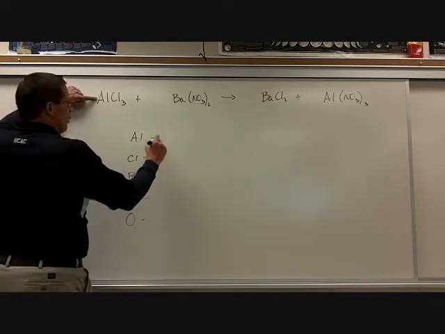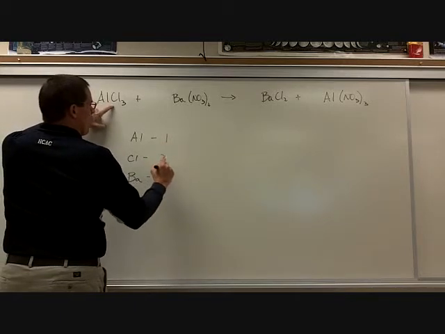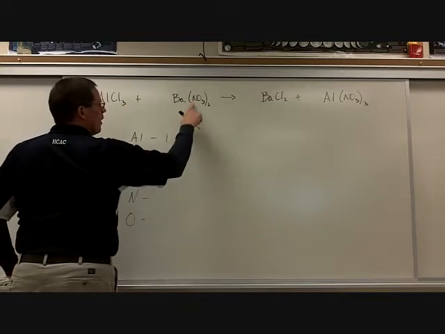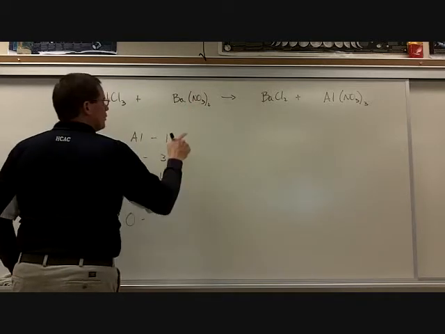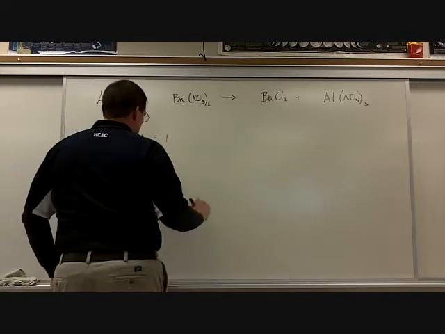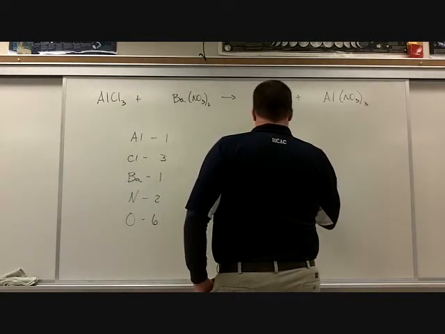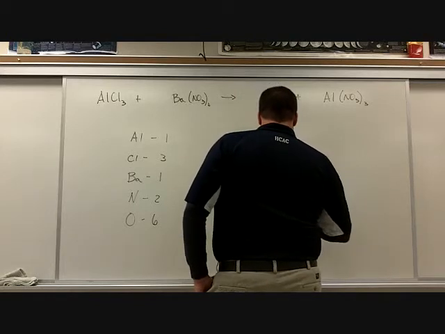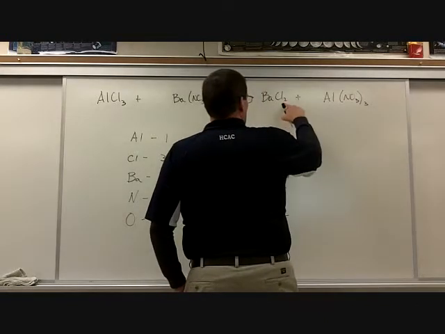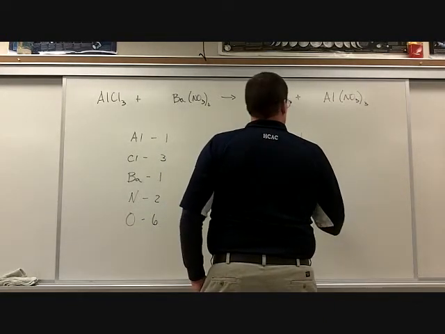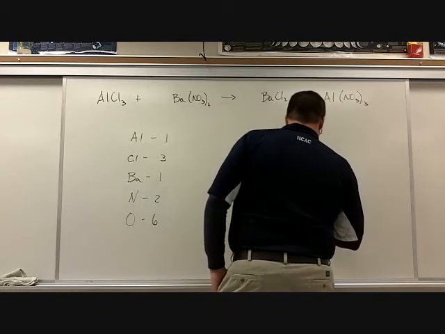All right, so aluminum. How many aluminums do we have on the left? 1. How many chlorines? 3. How many barium? How many nitrogen? 2. Very good. 1 times 2. Okay. How many oxygen? 6. Very good. Let's keep it in the same order: aluminum, chlorine, barium, nitrogen, and oxygen. So how many aluminums? 1. How many chlorine? 2. Barium? 1. Nitrogen? 3. Oxygen? 9.